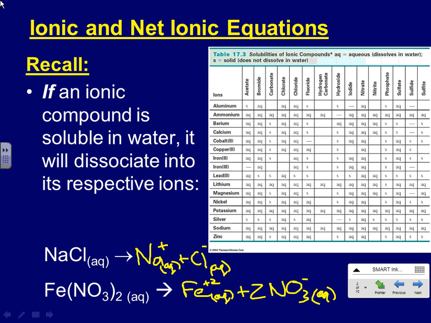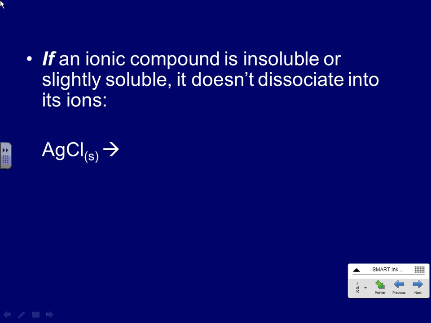So again, I'm linking what we've learned in the past, how to determine whether it's solid or aqueous, but now if it is aqueous, we can break it into its individual ions. Okay? And if it is insoluble or slightly soluble, in the case of our particular chart, if it comes up as an S, then we say it does not dissociate. So if we were to get silver chloride, check out the silver, cross-reference it with the chloride.